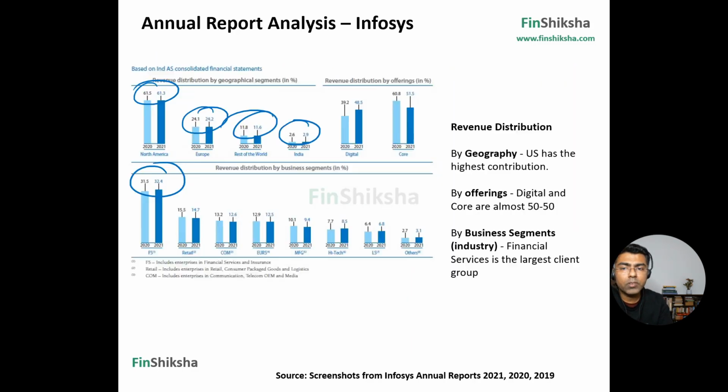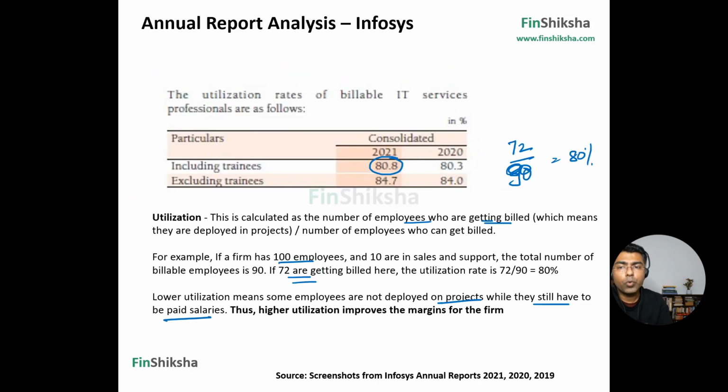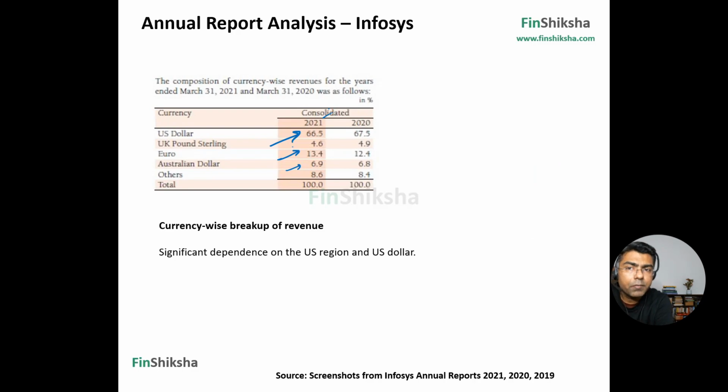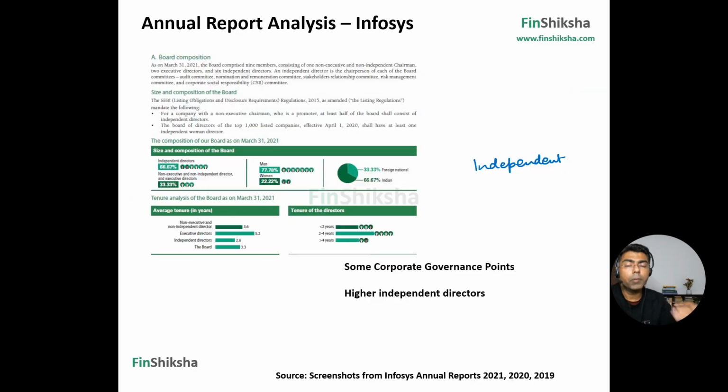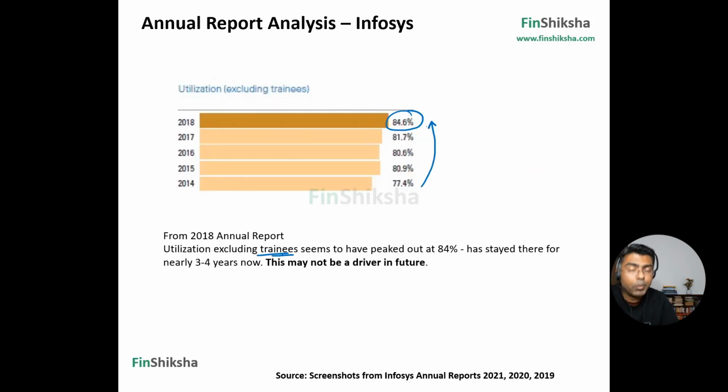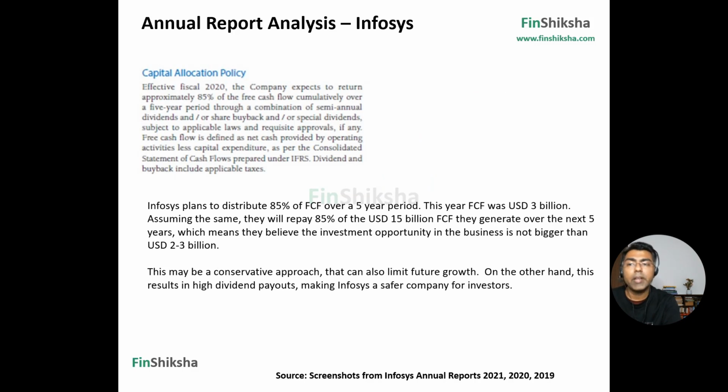And if I go back to the slide on utilization, you will note that utilization excluding trainees for the last 2 years was also 84%. So it seems that somewhere around this 80 to 84% is where utilization peaks for the firm and cannot go significantly beyond this. From here on, if you have to improve your profitability and margins, billing rates will have to go up, right? Or cost structures have to go down. Utilization may not be your primary driver for revenue growth for somebody like Infosys.